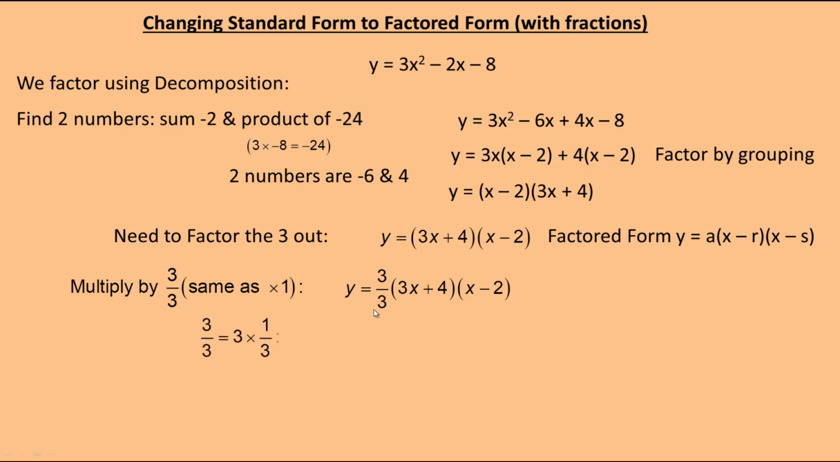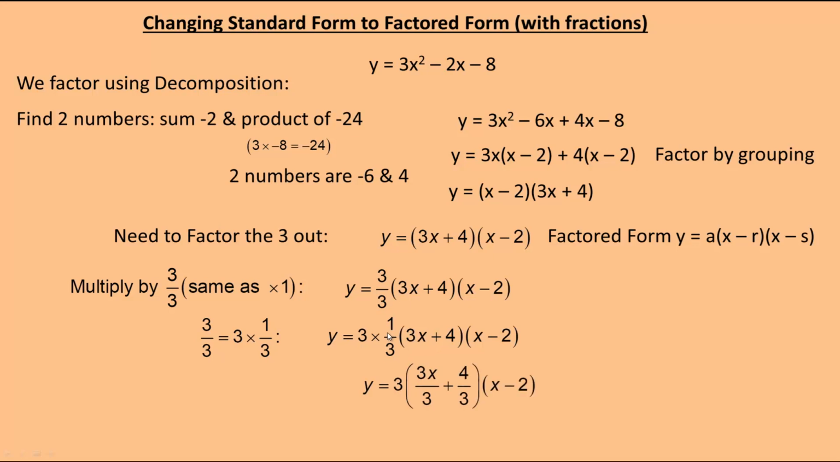Now, 3 over 3 is the same as 3 times a third. See, this actually has, if you want to write it, a denominator of 1 here. So this 3 times this 1 is this 3. 1 times 3 in the denominator is that 3. So those are equivalent forms. So I'm going to change this 3 over 3 into 3 times a third. That's equivalent. And what I'm going to do is multiply the 1/3 into this first set of brackets.